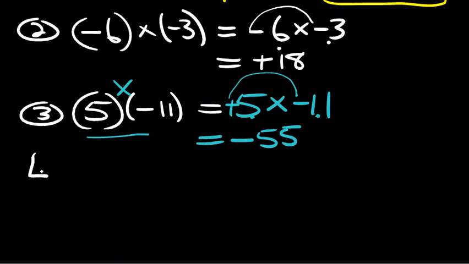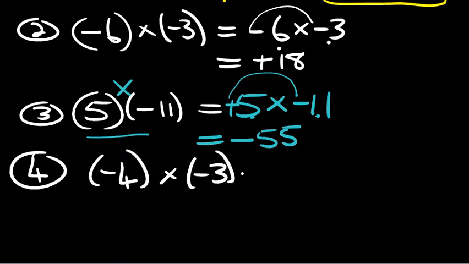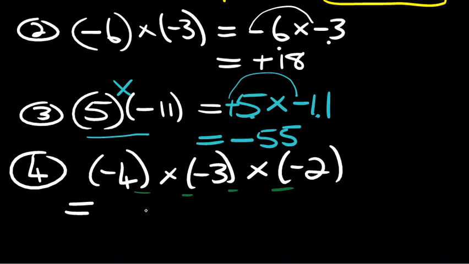Okay, let's look at the fourth example. The fourth example, and that would be negative 4 times negative 3 times negative 2. Okay, let's see what happens here. Again, the brackets mean multiplication if you have them next to each other, and there's already a multiplication, so you can write it as negative 4 times negative 3 times negative 2, whichever way you want. Okay, let's see what the answer is.